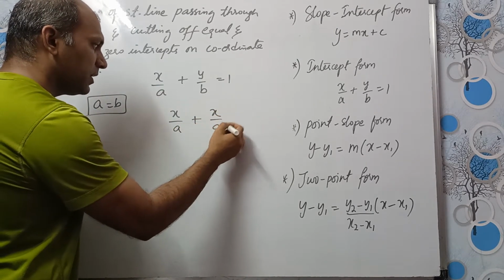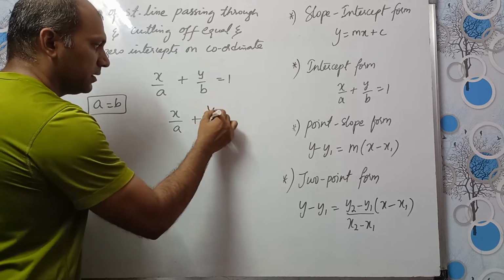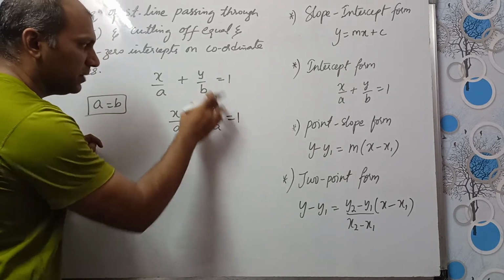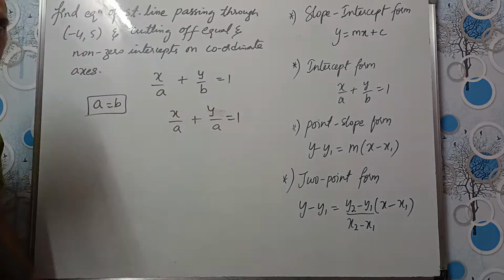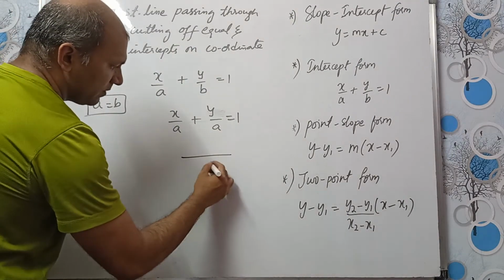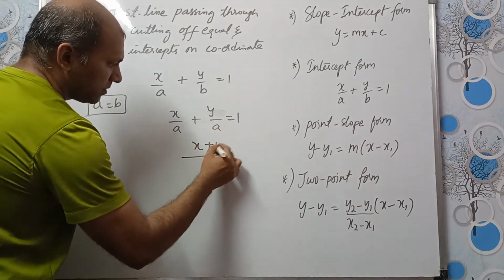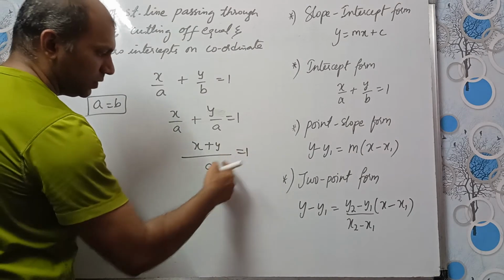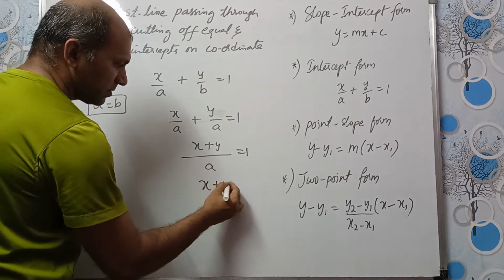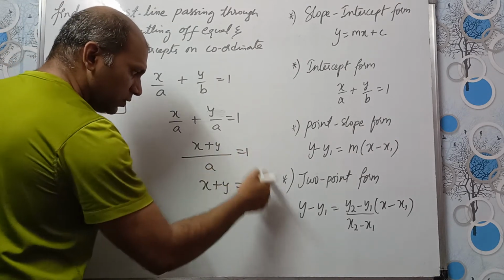x by A plus y by A is equal to 1, because A and B are equal. So in place of B we are writing A. The denominators are the same, so write it one time. So this will be x plus y is equal to 1. A goes on the other side. It will be x plus y is equal to A into 1, which is A.